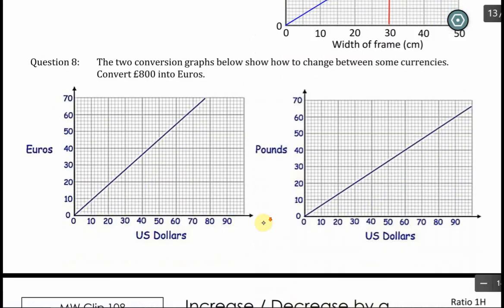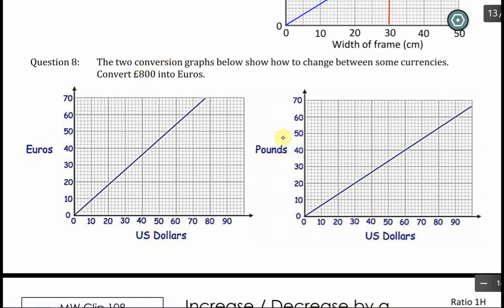Okay, number 8. We've got two conversion graphs here showing how to change between euros and dollars on the first one, pounds and dollars on the second one. And it wants us to convert 800 pounds into euros. So pounds and euros are not on the same graph, however, US dollars are. So I'm going to convert 800 pounds into dollars first, and then that amount of dollars into euros.